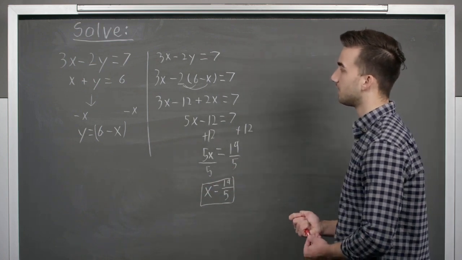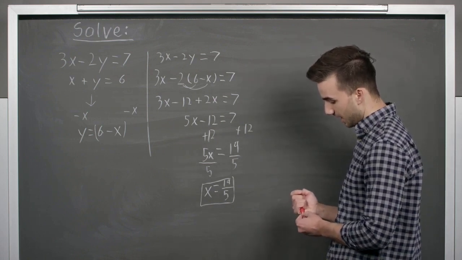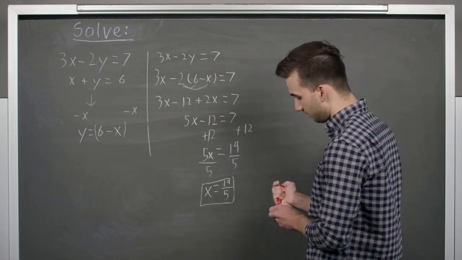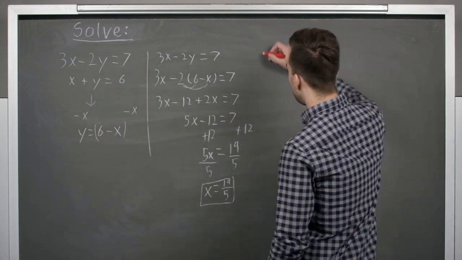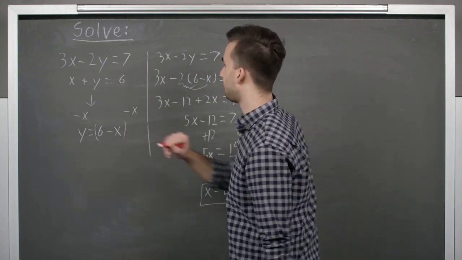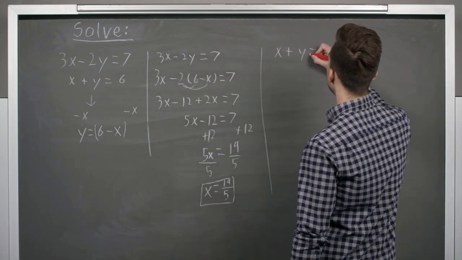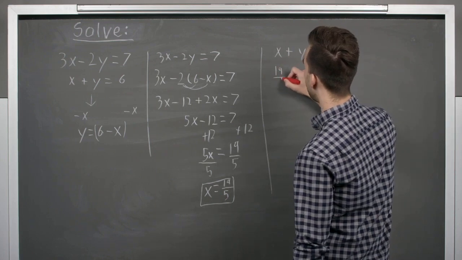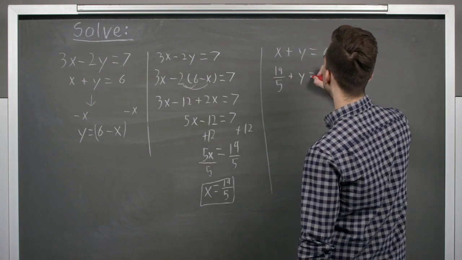And what we need to do to get our solution for y is we just plug the value for x back into either of the equations. So we'll probably do this one because it'll just be easiest to solve. But let's do that. So our value for x is 19 divided by 5 plus y is equal to 6. So let's plug in our x value. So x is 19 divided by 5 plus y is equal to 6.